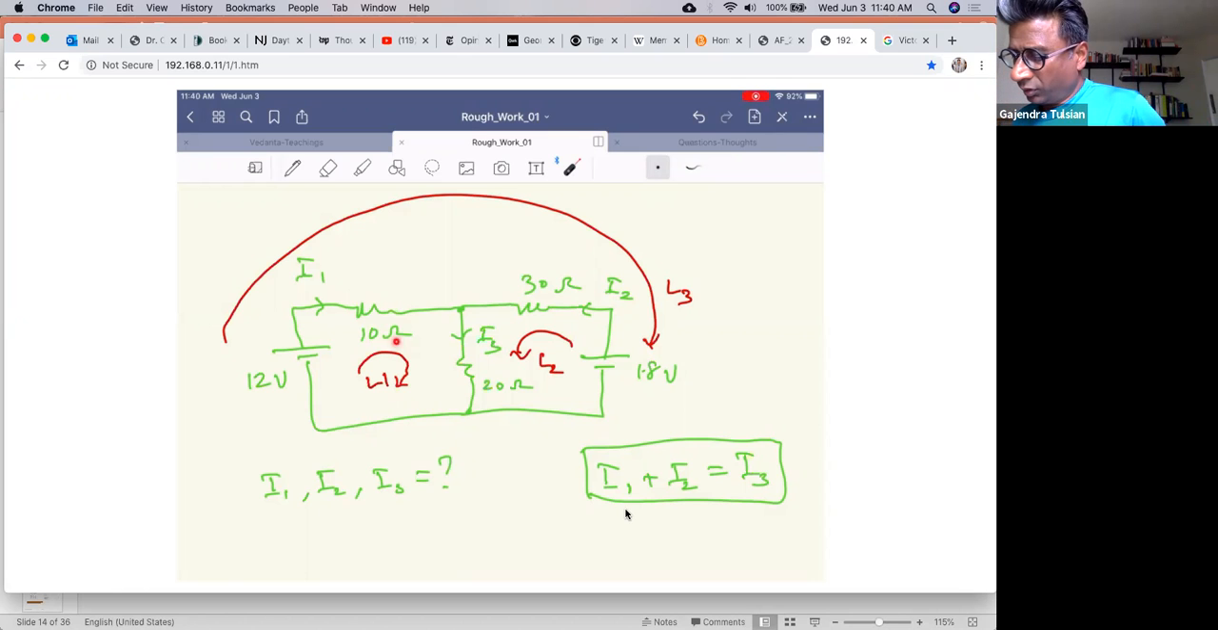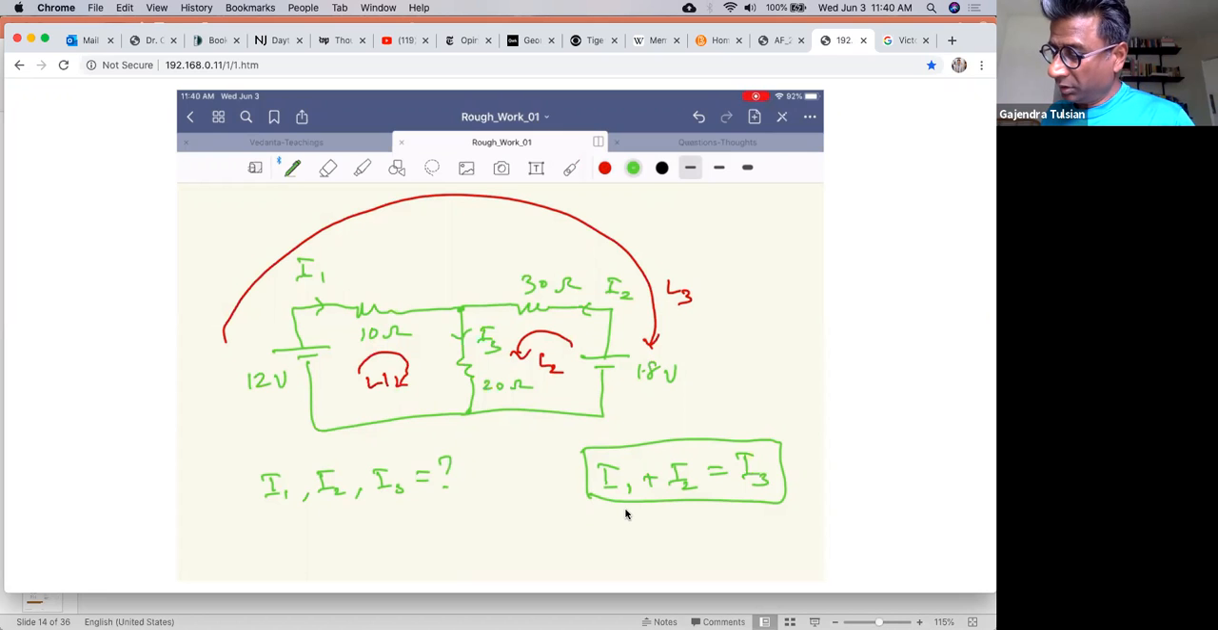All right. So what I'll do is write down two more equations. All we need is two more equations, so you can choose two of the three loops. I'll choose this loop and that loop. All right, so let's write down the equations.